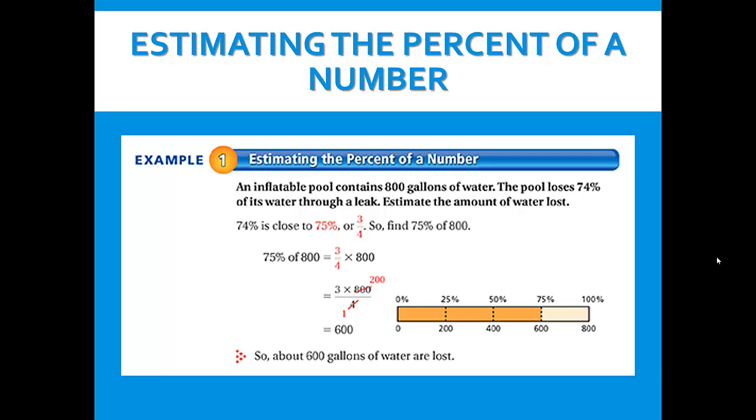When we multiply 3/4 times 800, for the numerator we'd have 3 times 800, and that would be over the denominator of 4. We can then simplify the 4 and the 800 by dividing by 4. 4 divided by 4 is 1, and 800 divided by 4 is 200. When we multiply 3 times 200, we would get 600, and that would be over 1, which is equal to 600. So, about 600 gallons of water are lost.